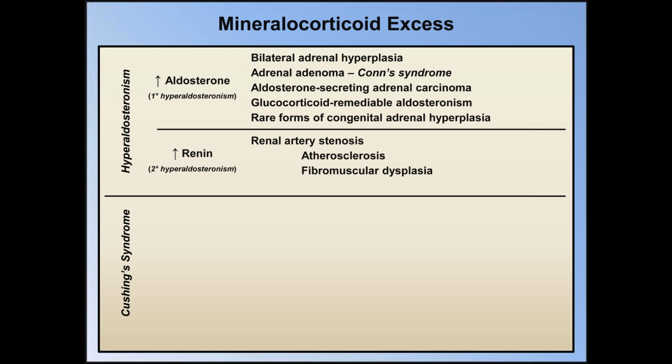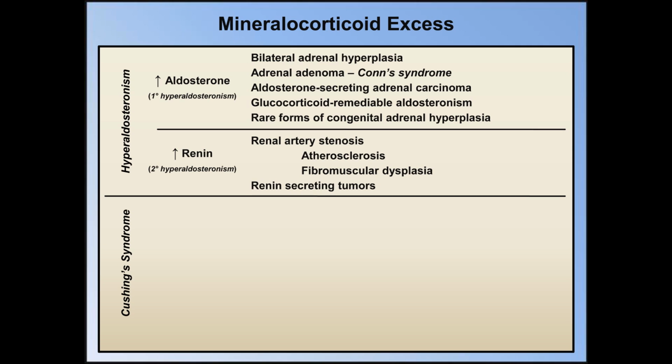fibromuscular dysplasia. Fibromuscular dysplasia is an uncommon but probably under-recognized cause of refractory hypertension presenting under the age of 40 with a slight female predominance. Renin-secreting tumors of the juxtaglomerular apparatus have also been described but are quite rare.